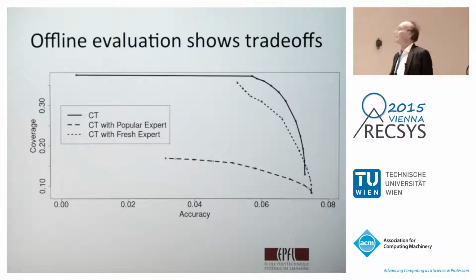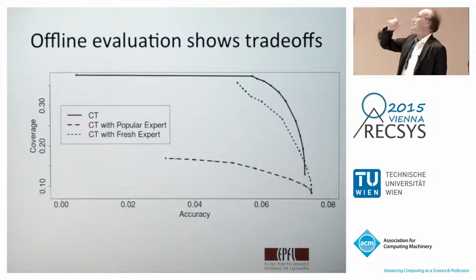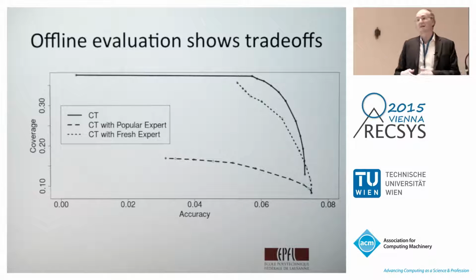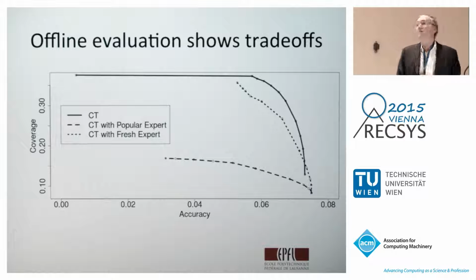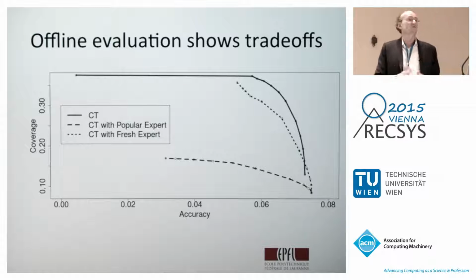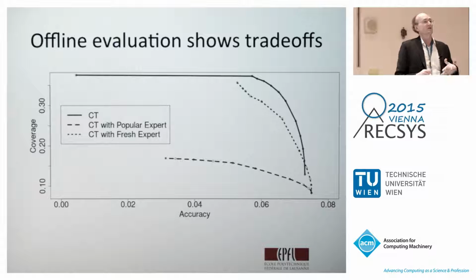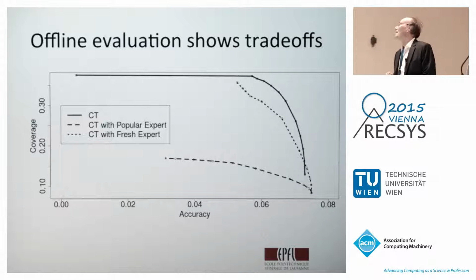Now, the other thing we can do with these metrics is offline evaluation. And the offline evaluation shows these trade-offs in general. So we cannot usually get maximum accuracy and maximum coverage with the same algorithm, but we have to somehow mix these things. So here we have a context tree algorithm, which is the one we're using as main algorithm for news recommendation. You can look it up in the RecSys 2013. There's a description of this method.